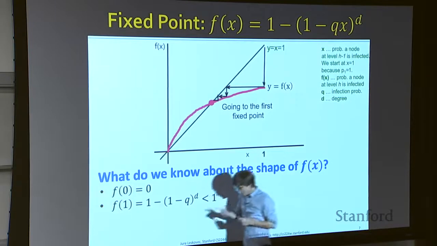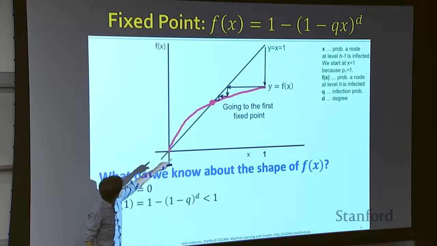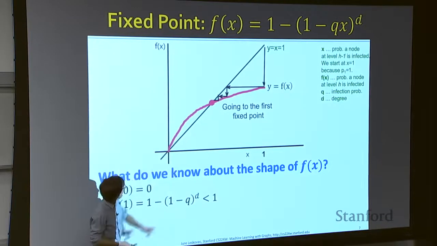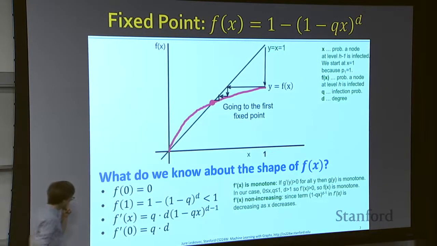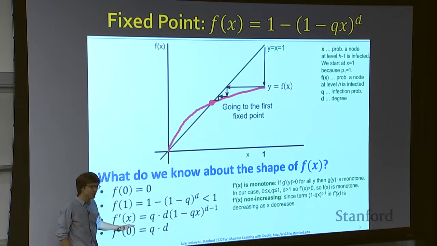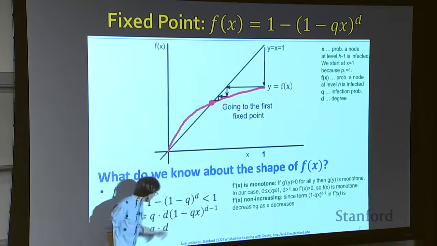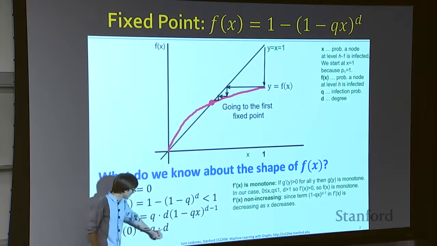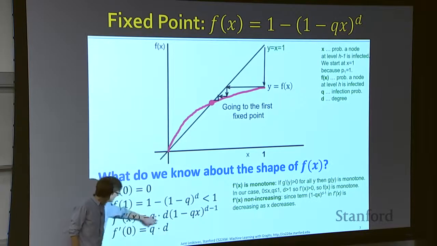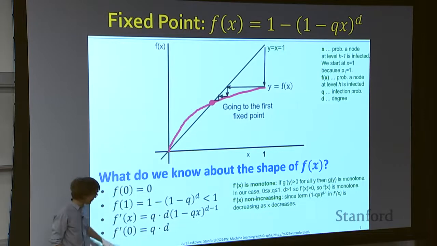So we know two things. We know the curve starts under the diagonal, and I know it ends at 0, 0. Now I have two more things. First, I compute the derivative, and here is the shape of the derivative. Then I can evaluate the derivative at 0, which is q times d, which means it is positive. So the derivative at 0 is positive.